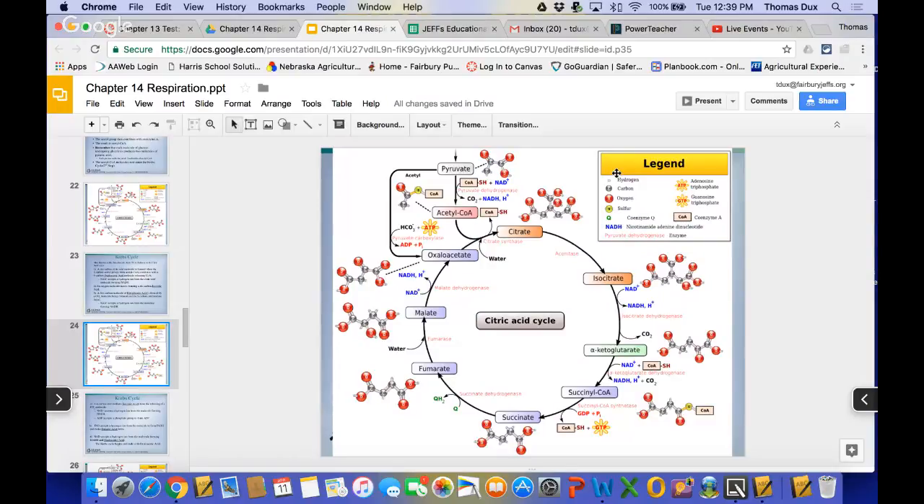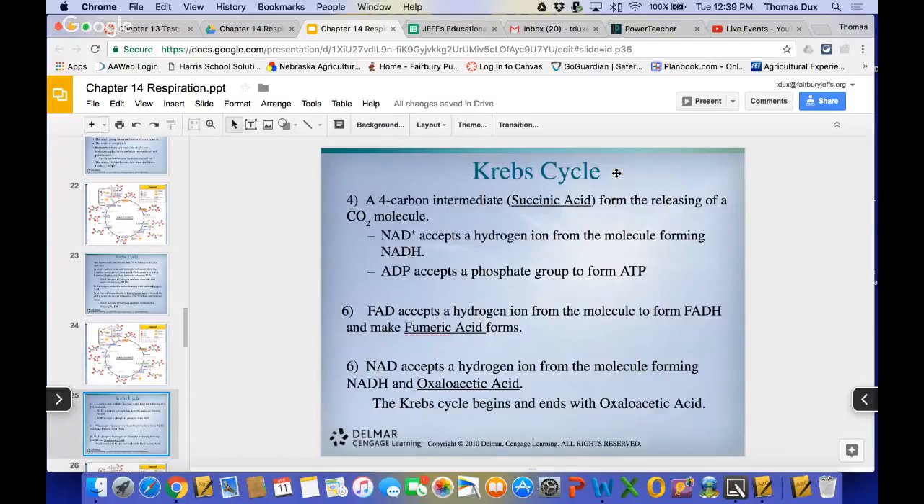And that's where we are. We're right here now. NADH made here, NADH made here. Okay. Now we have CO2 being released again, and now we have succinic acid being made into a 4-carbon compound. We have ATP being made here, and now we have another electron carrier molecule being made called FADH.